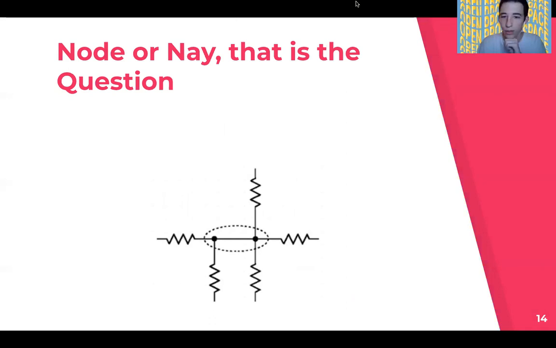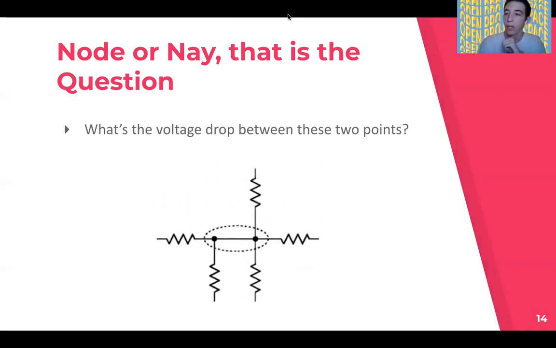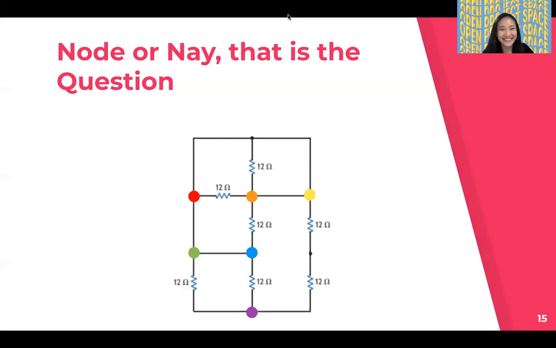So looking at these 2 points, we know that they're the same node because they're just connected via wire. We also know that, what would the voltage drop be between these 2 points? Zero, I kind of gave it away. But yes, they're on the same node, so it's 0. Good job. Okay, this one I won't give away.